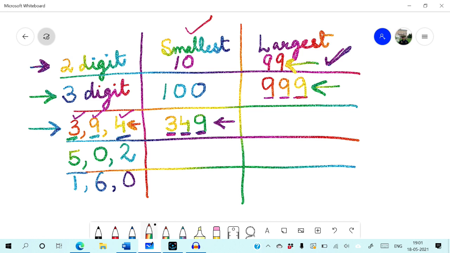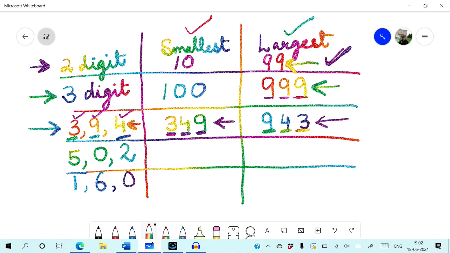Now if you have to make the largest number using 3, 9 and 4, again there will be 3 places in the largest number: the ones place, the tens place and the hundreds place. Now since it is the largest number, the largest digit should come at the biggest place. So 9 will come here. The next larger will come at the tens place. So 4 will come here. And the smallest will come at the ones place. So what we have done, here we have arranged the digits in descending order.